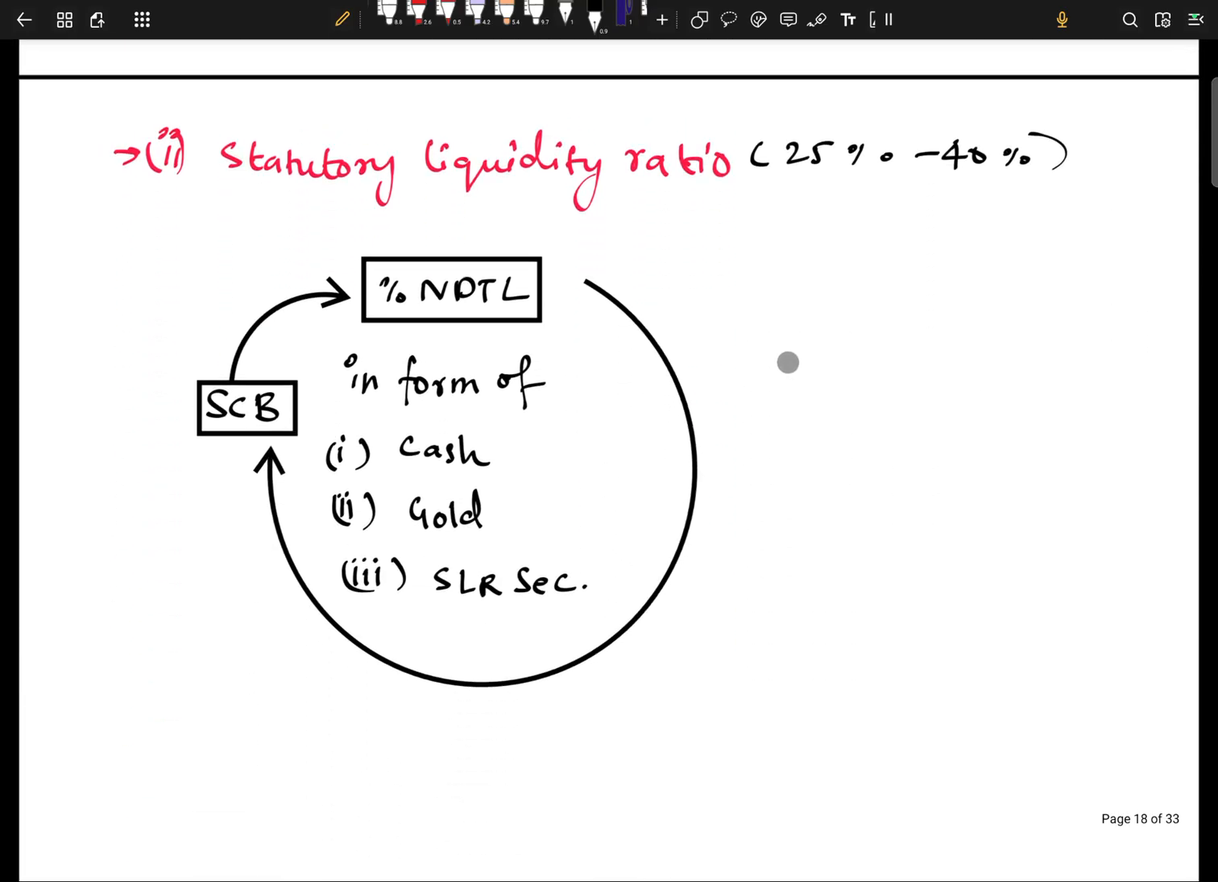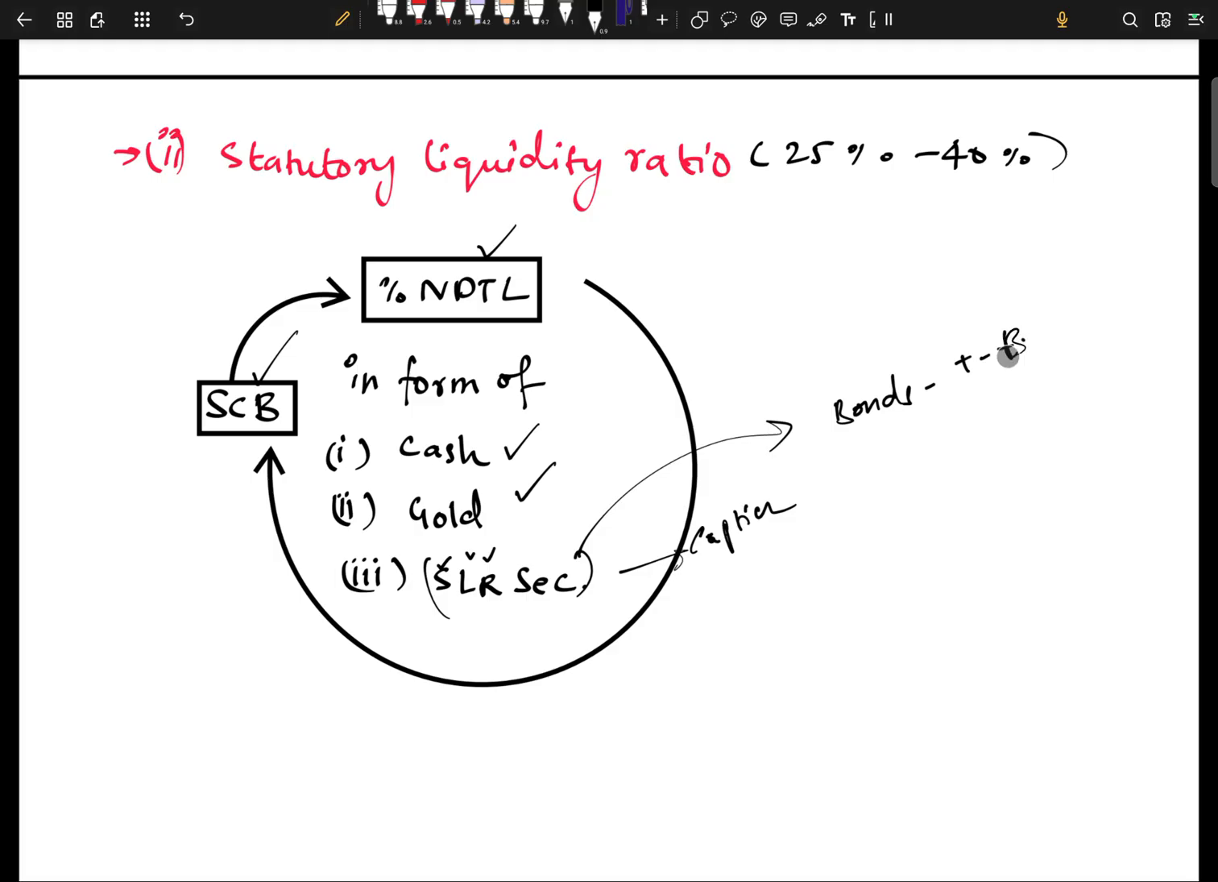Then there is another thing called the statutory liquidity ratio, that is the percentage of NDTL that the banks have to keep with themselves in the form of cash, gold, or SLR securities, that is statutory liquidity ratio securities. We'll see what these are also in the chapter on capital market. These are securities, the same as bonds, right? One example is the treasury bill again.